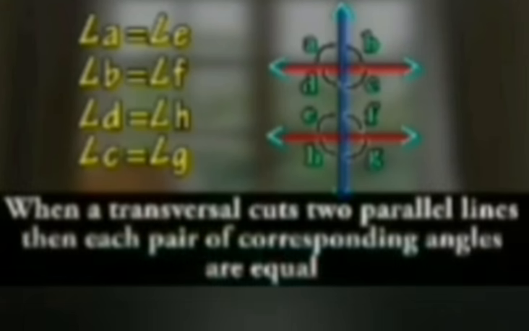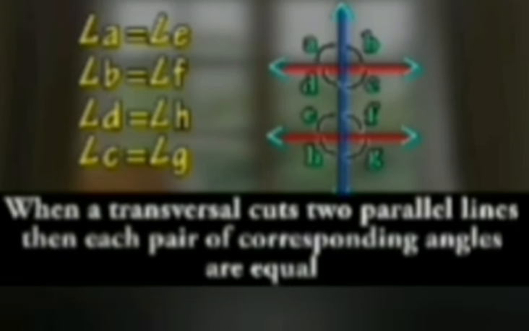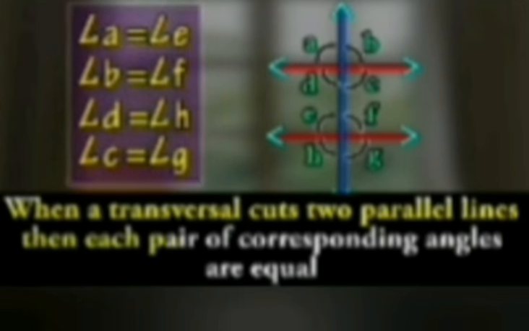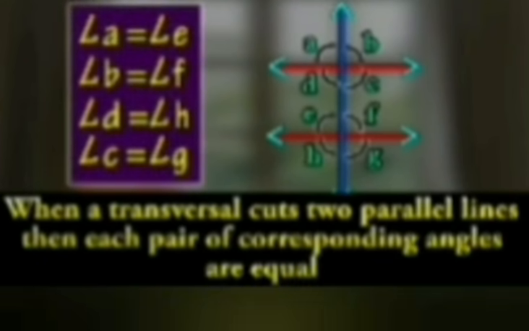So here you can see angle A equal to angle C, angle B equal to angle F, angle D equal to angle H, and angle C equal to angle G. So when a transversal cuts two parallel lines, then each pair of corresponding angles are equal. So these are shown here, pairs of corresponding angles. That means the angles which lie in the same position.